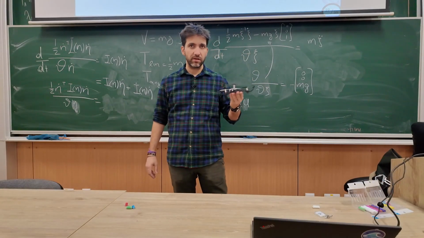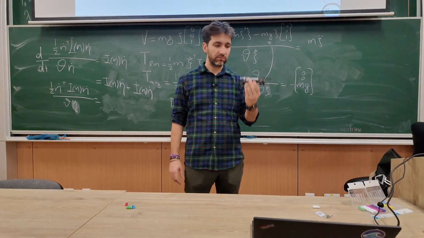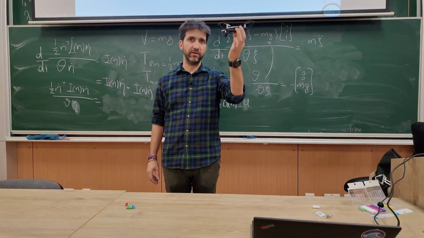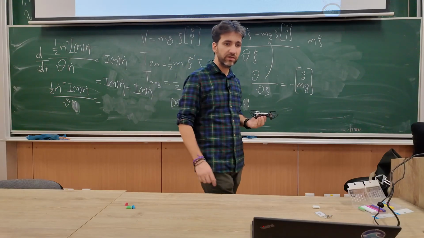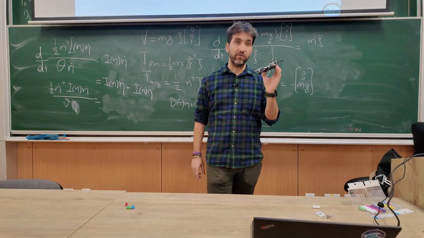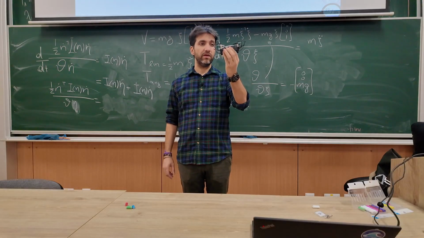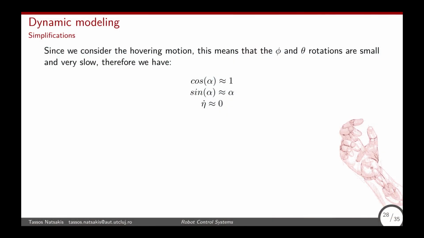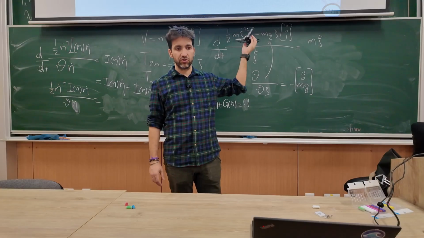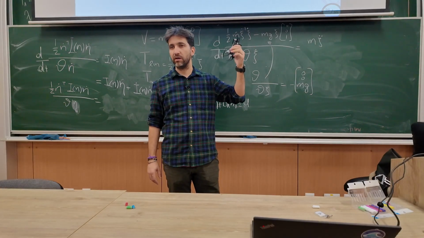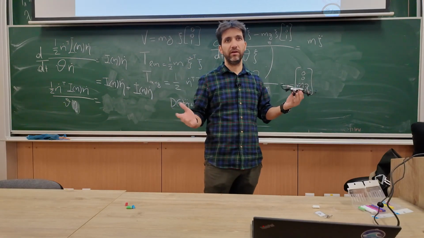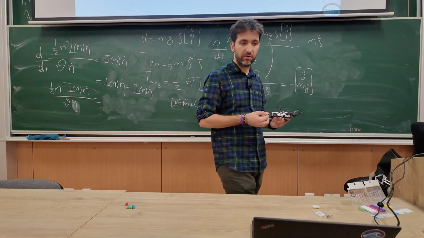So let's be engineers and simplify things a little bit. We said that we are going to consider basically the hover flight where we're just tilting a little bit. So basically phi and theta, not psi, are very, very small. When angles are very, very small, we can basically approximate cosinus of a small angle equal to 1 and sinus of a very small angle equal to that very small angle. That's the linearization that you probably have done before, right?